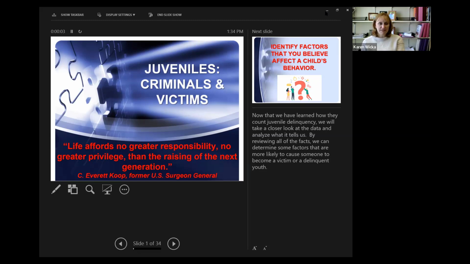A sick woman's husband, Heinz, went to everyone he knew to borrow money so he could get this drug, but he could only get together about $1,000. He told the druggist his wife was dying and begged him to sell it to him cheaper or allow him to pay for it in installments or later. But the druggist said, no, I discovered the drug and I'm going to make money off of it. So Heinz becomes desperate and broke into the man's store and stole the drug.